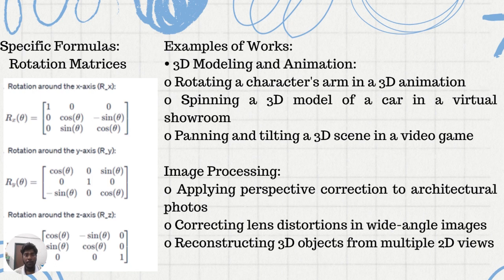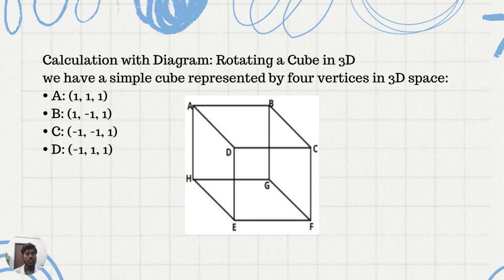Rotating a character's arm in 3D animation, spinning a 3D model of a car in a virtual showroom, panning an entire 3D scene in a video game. Image processing: applying perspective correction to architectural photos, correcting lens distortions in wide angle images, reconstructing 3D objects from multiple 2D views. So these are examples of the calculation.